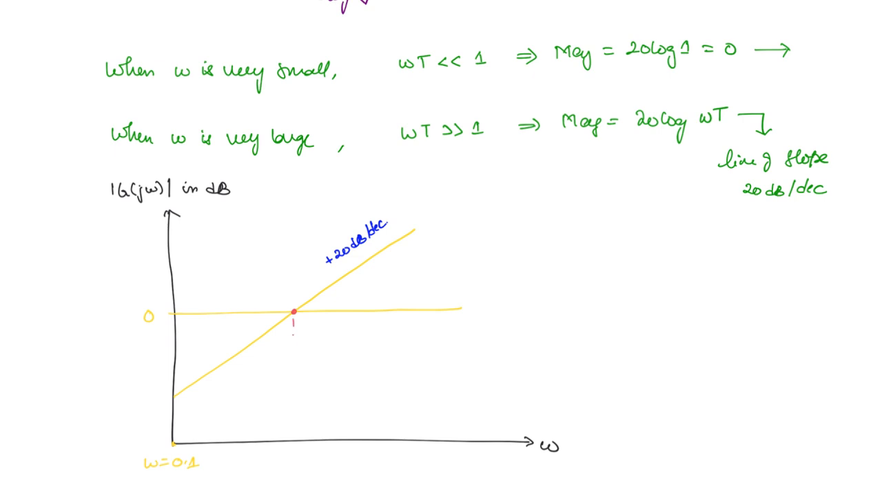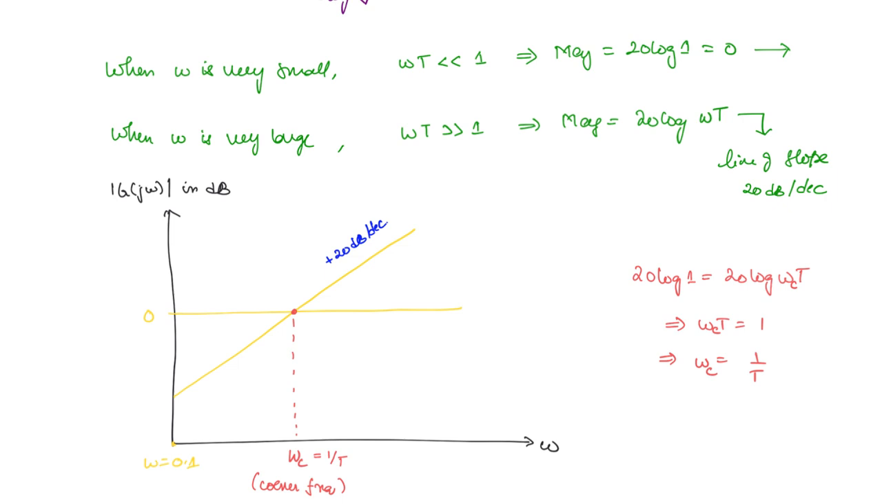Okay, this point is going to be called the corner frequency omega c. What is the expression for this? If you equate both of them, that is 20 log 1 is equal to 20 log omega t, this means that what? Omega t is equal to 1. So omega is equal to 1 by t. This is at the corner frequency, that is when omega is omega c. Okay. So omega c you can write as 1 by t. At 1 by t both the plots are intersecting.